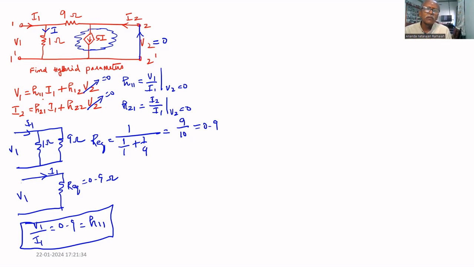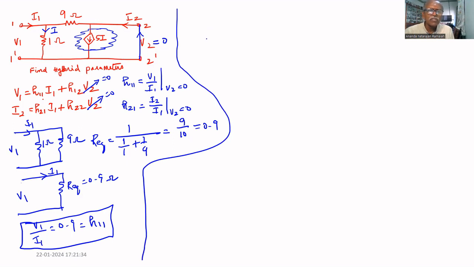One of the parameters, that is H11, we got. Now let us find H21. What is H21? H21 equal to I2 divided by I1 provided V2 equal to 0. But I2 equal to what? I2 equal to the entire 5I flowing through this output port. Therefore, I2 equal to 5I plus the current through 9 ohm, which is flowing against that I2. Therefore, minus I9 ohm. That is equal to 5I.